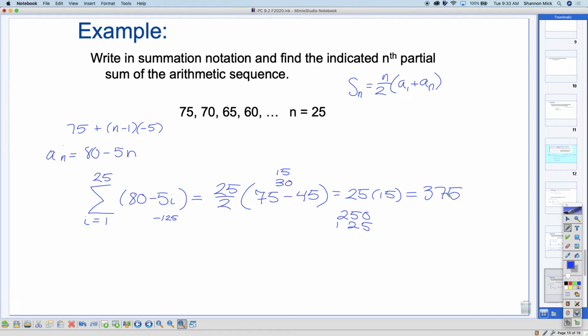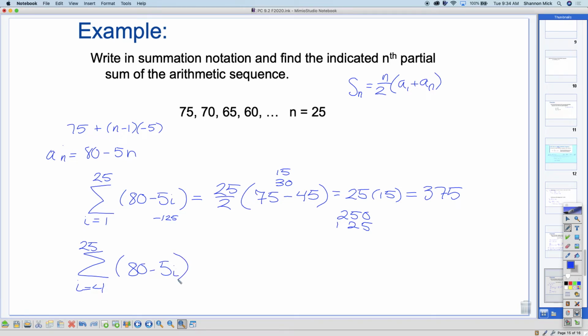Good. So again, how do I find a sub 1? You fill in the lower limit. How do I find a sub n? Upper limit, into the formula, right? But the lower limit's always going to be 1 when you write them. They will give you other things. Let's do the sum. They would give you the sum of i equals 4 to 25 of 80 minus 5i.